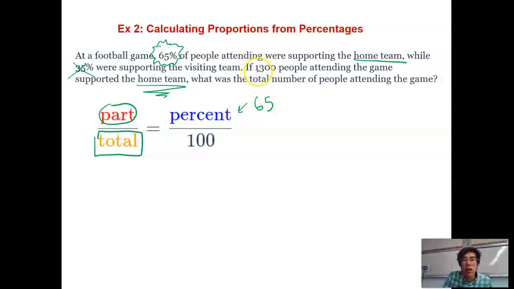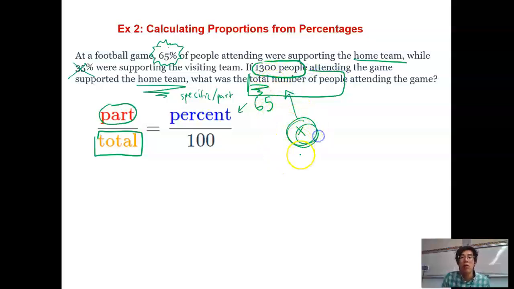And if 1,300 people attending the game supported the home team, right? So this is the home team is specific. So if that is specific, that is part of the whole. I would say 1,300 people is the part, and you circle that. The question is asking me, what is the total number of people? So that's the keyword, total, right? What is the total number of people attending the game? Okay, so this is what I don't know. This is what I'm going to call X, right? Because I don't know what that value is.